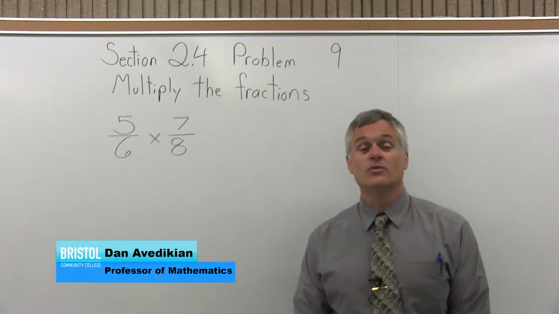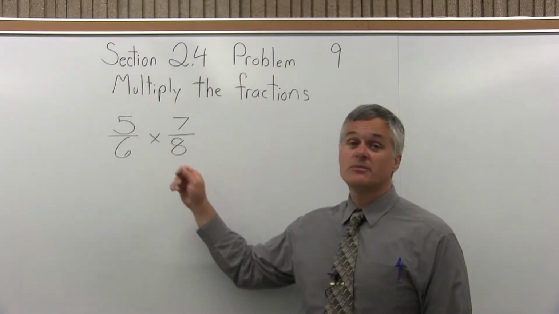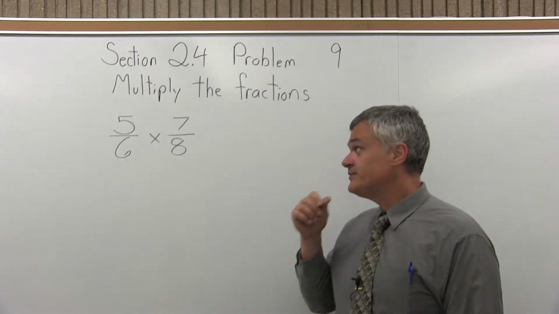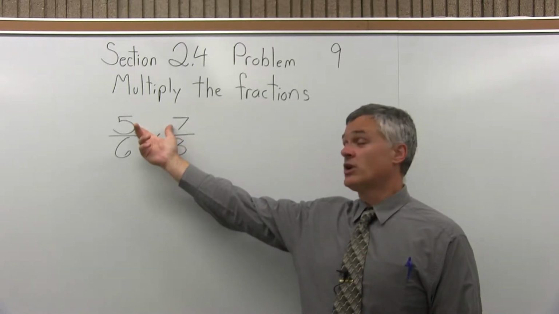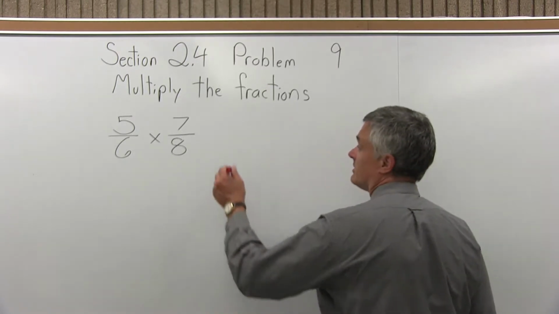This is Section 2.4, Problem 9. It says multiply the fractions. We have 5 over 6 times 7 over 8. So you want to multiply top times top, or numerator times numerator, and bottom times bottom, or denominator times denominator.